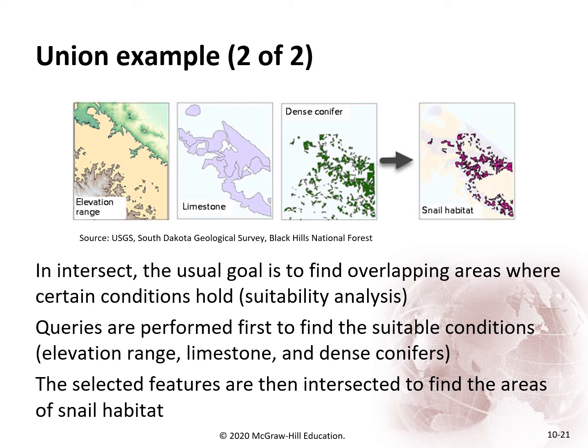So once we combine the conifer, the limestone, and the elevation, for every final polygon in the output we know its elevation, we know if it is or is not in limestone, and we know if it is or is not dense conifer. And ultimately, based on how we combine those things, it yields us this snail habitat.